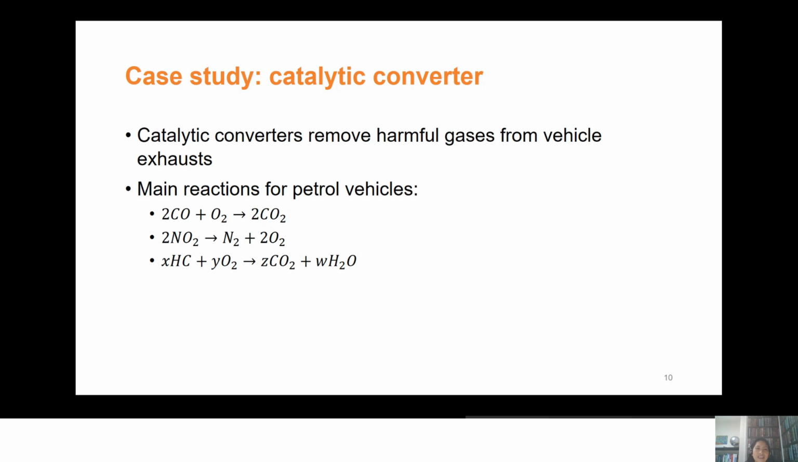So as a case study, we will look at a catalytic converter. Catalytic converters remove harmful gases from vehicle exhausts. In particular, the main reactions for petrol vehicles are shown here. Catalytic converters convert carbon monoxide, nitrogen dioxide, and hydrocarbons into less harmful compounds like CO2, nitrogen, and water.